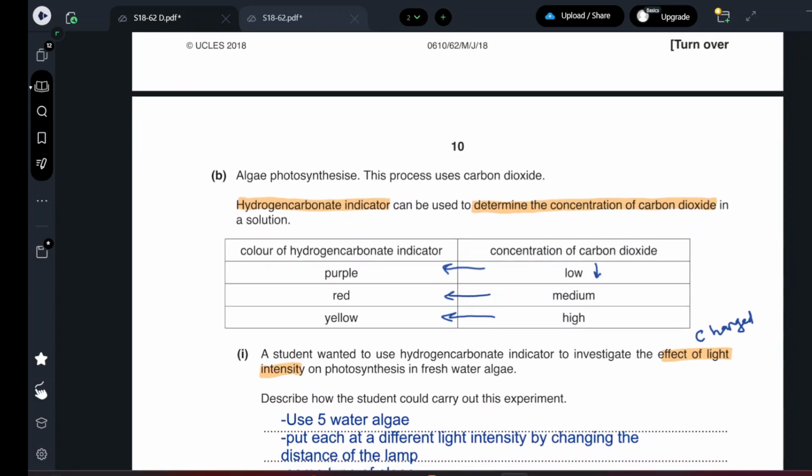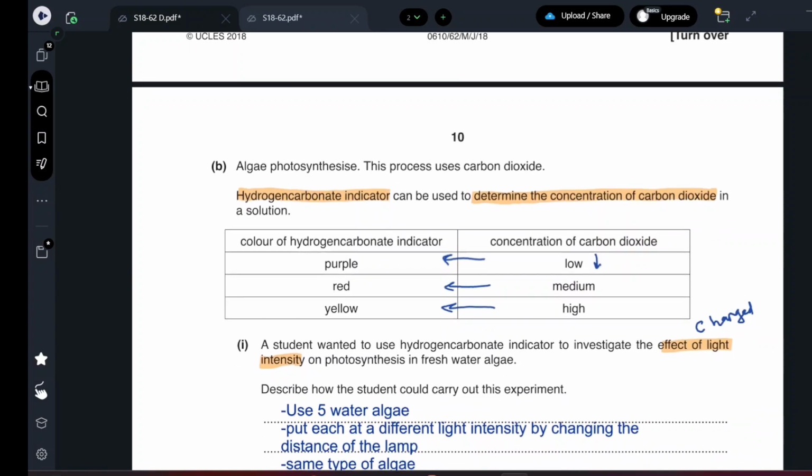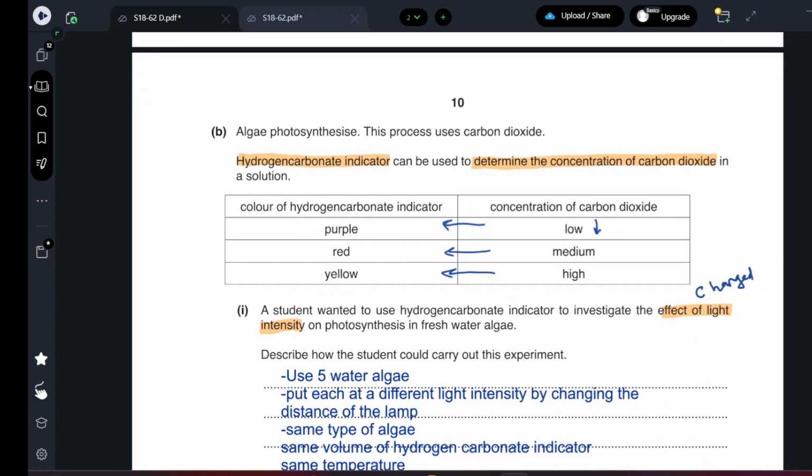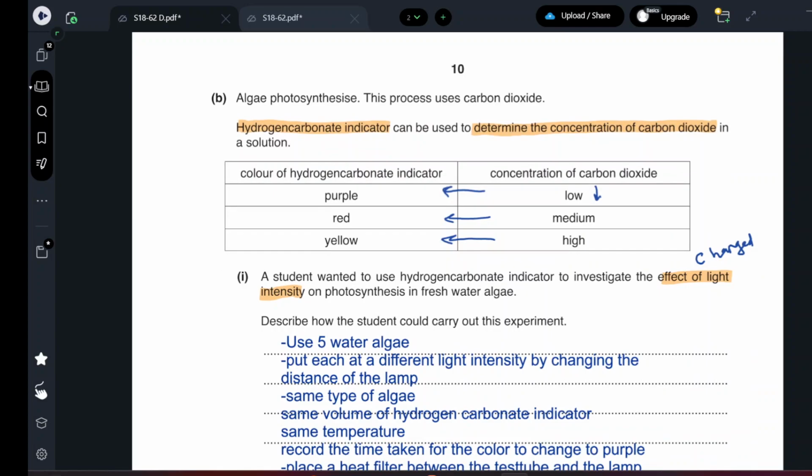What are the controlled variables? Any other variables should be the same. The type of algae, the temperature, the speed, the mass of the algae, okay? The volume of the hydrogen carbonate, anything else should be the same.